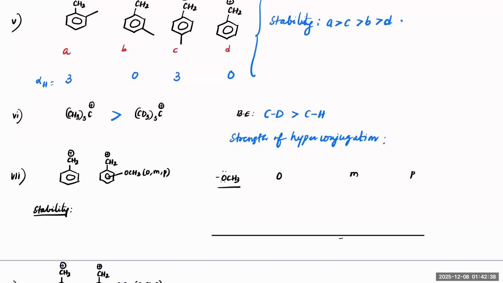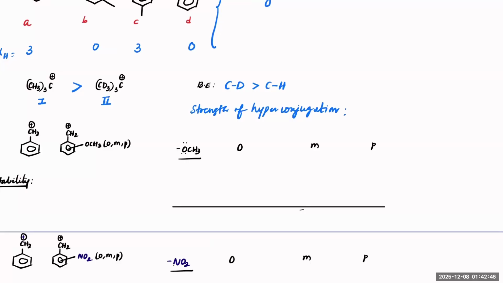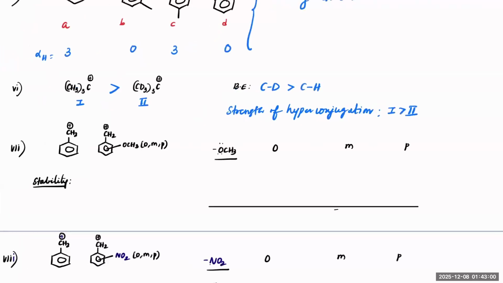you will notice that in the first case, suppose this is 1, this is 1, and this is 2. So in the first case, we have only hydrogens connected. So hydrogens will definitely give a better hyperconjugation than deuterium. So that's why strength of hyperconjugation will be better for 1 than 2. And that's the reason this is the stability order. Okay.